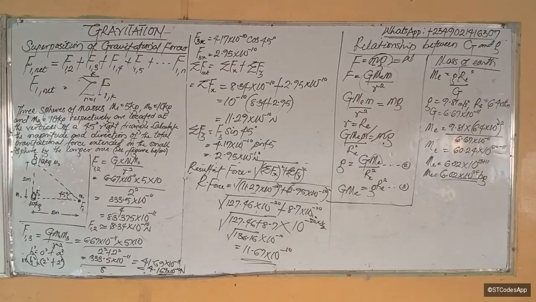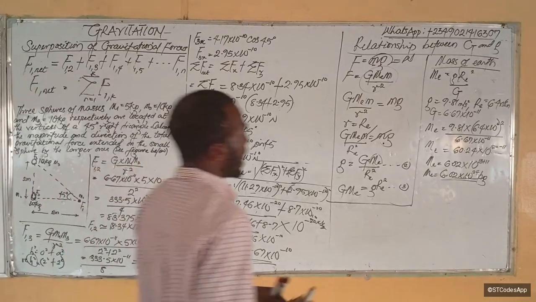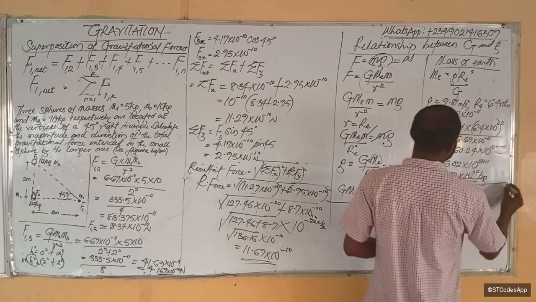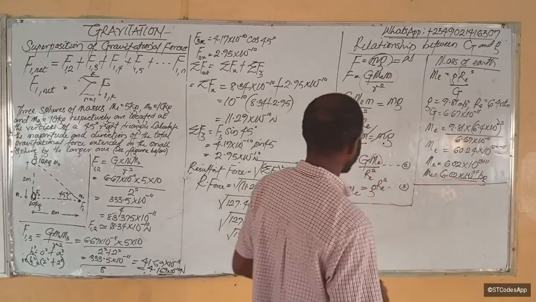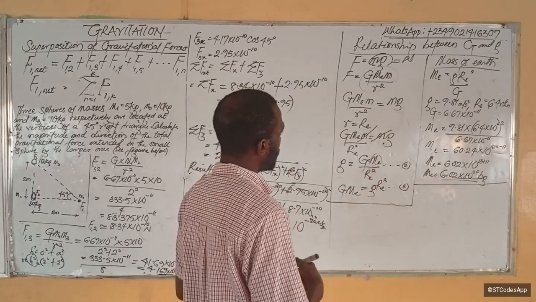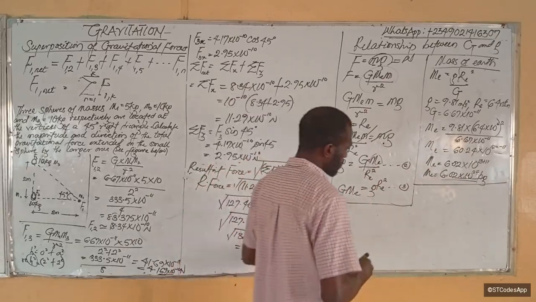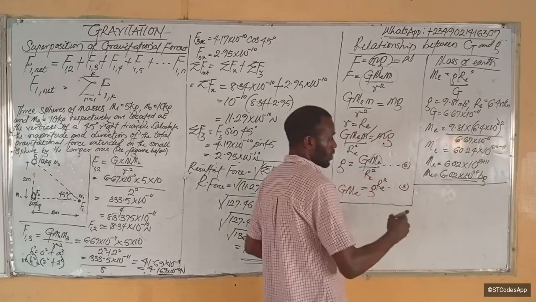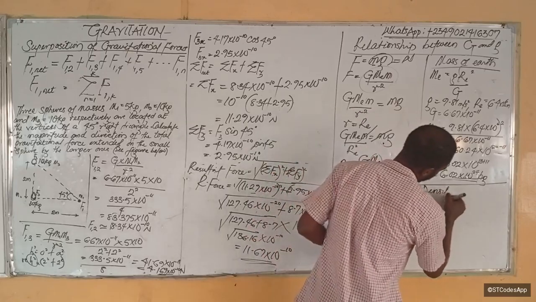Okay, it's still over. All right. So that's that. Now another thing we could do is try to calculate the density of the Earth. One of the ways we can calculate the density of the Earth is this.